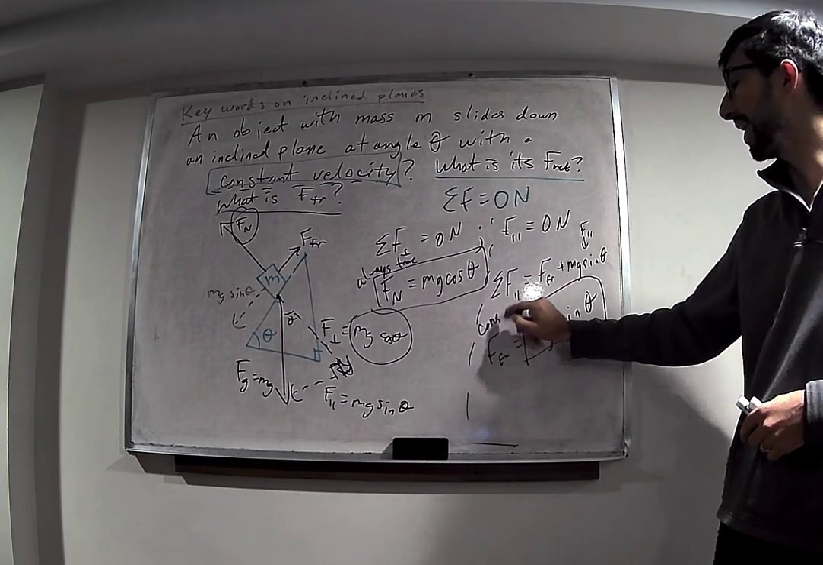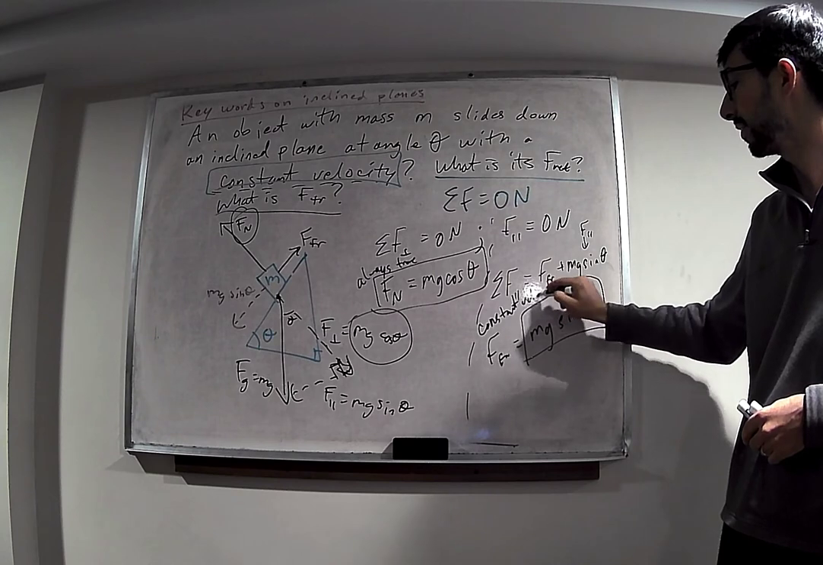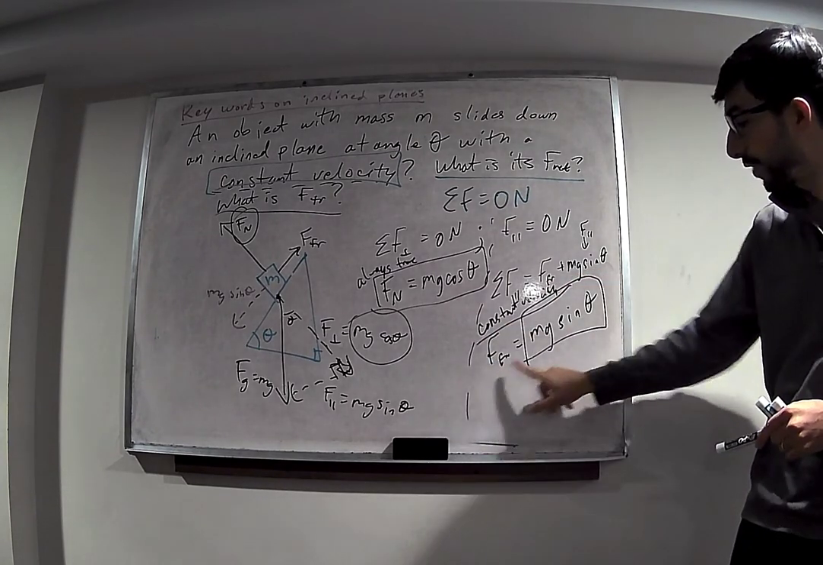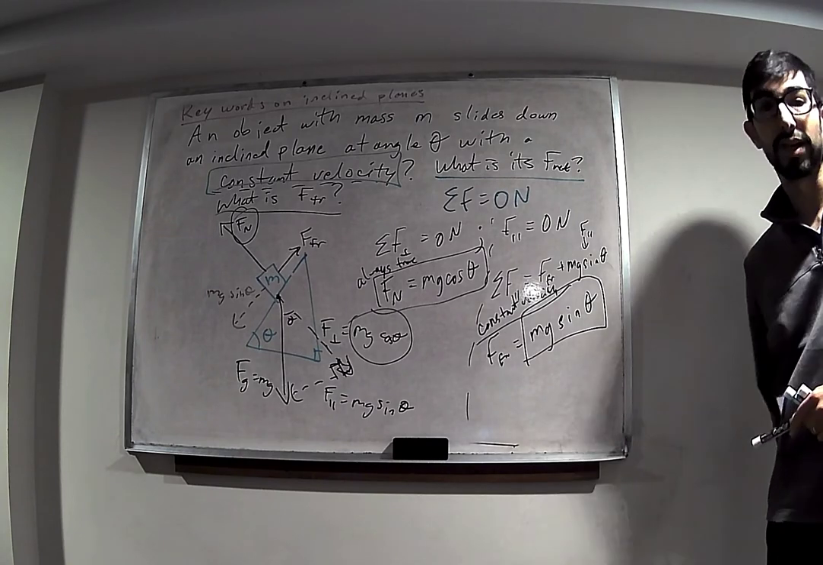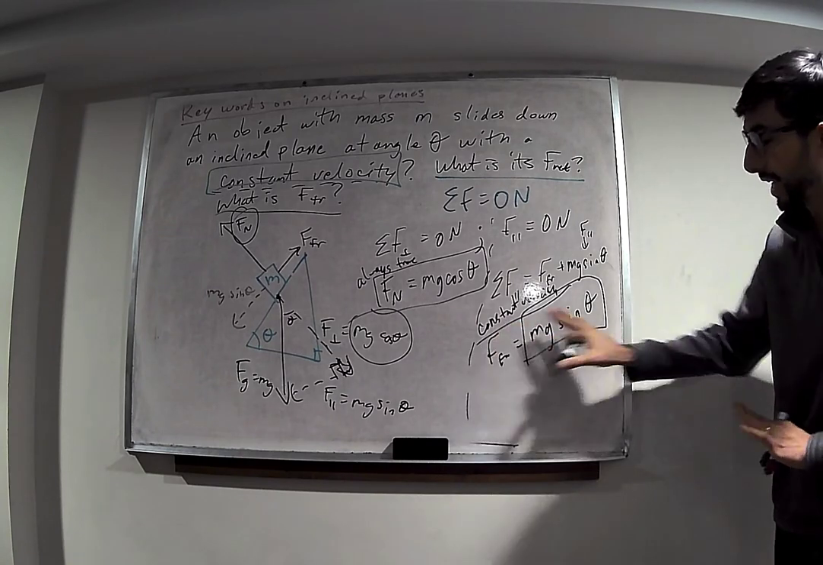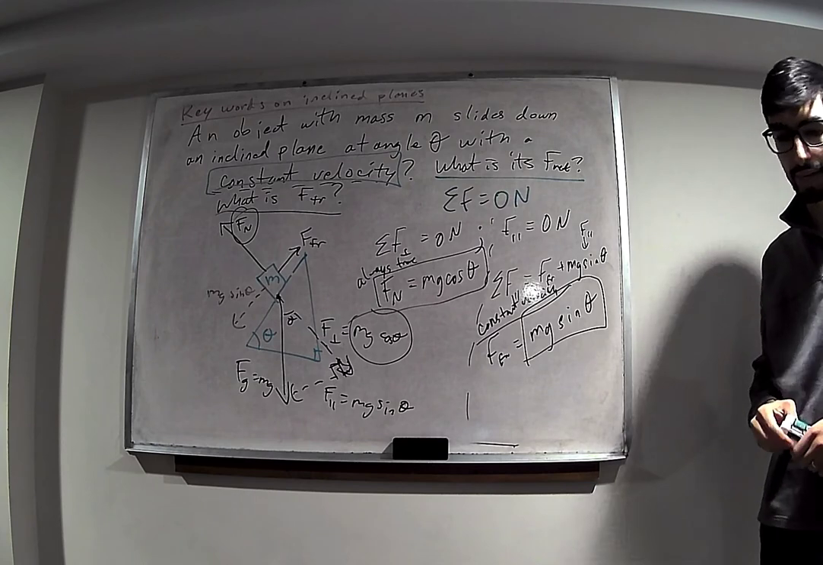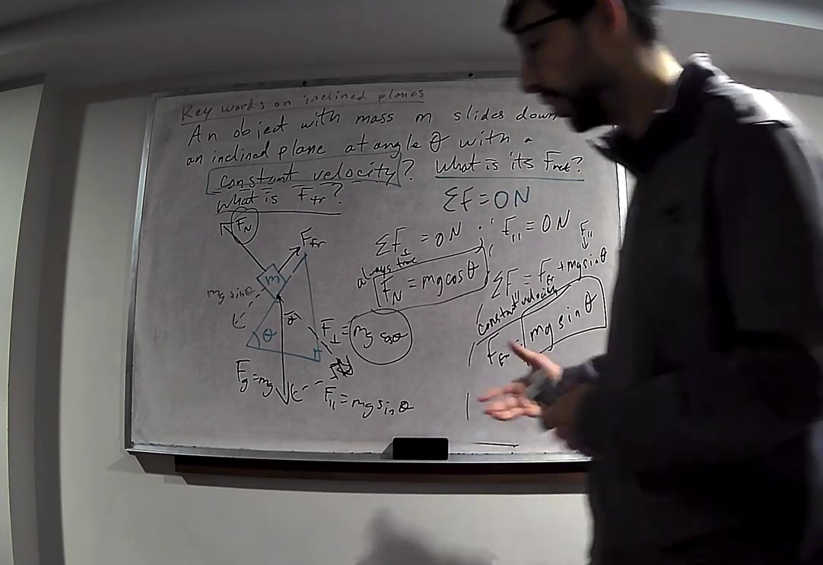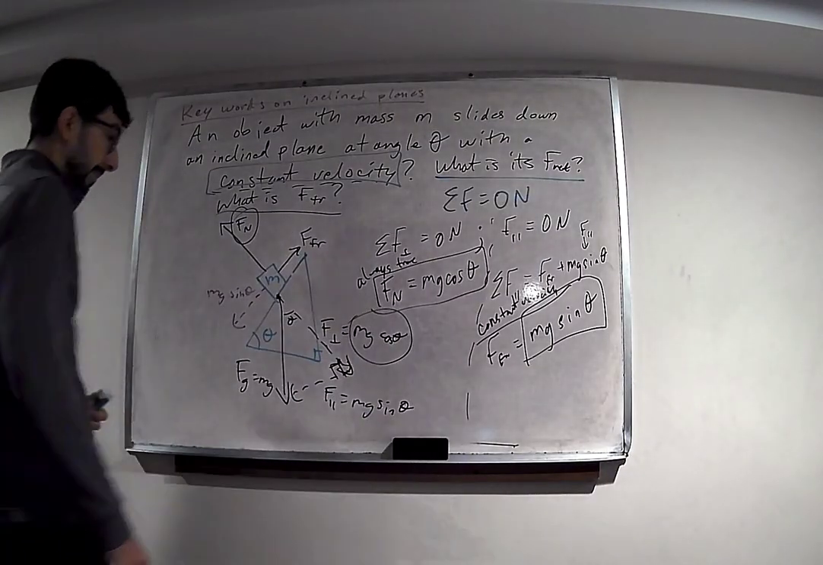If you have a constant velocity, then force of friction equals mg sine of theta. Something worth writing down. If you have a constant velocity, force of friction is mg sine of theta. Mass times gravity times the sine of the angle. Again, always going to be true when they say a phrase like constant velocity.